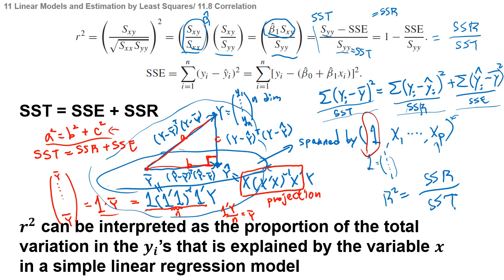So this R square, how we can interpret it is that among the total variation, how much the regression explains. So R square can be interpreted this way: among the total variation of Y, how much part can be explained by the regression. So this is how we interpret R square. Okay.